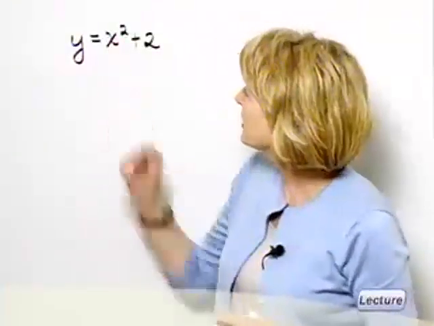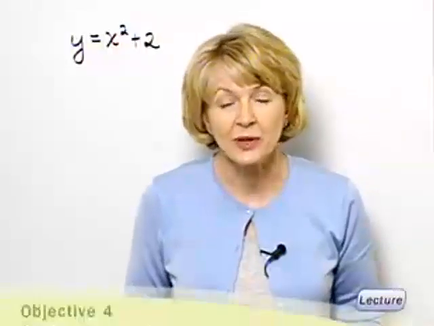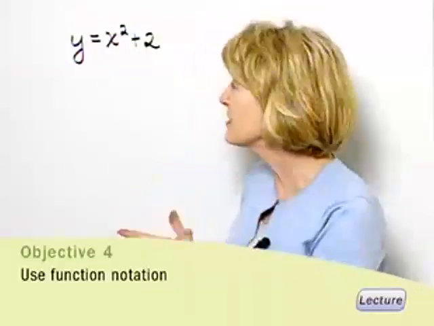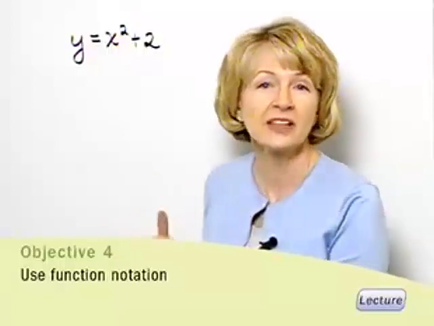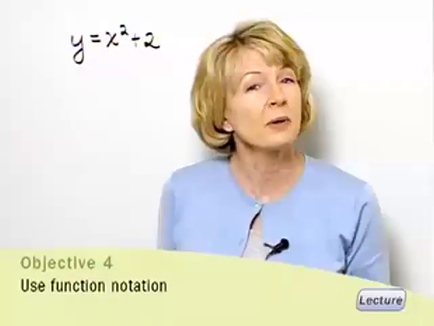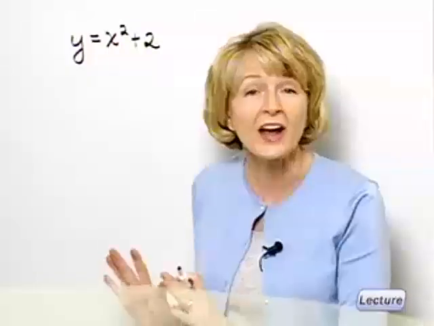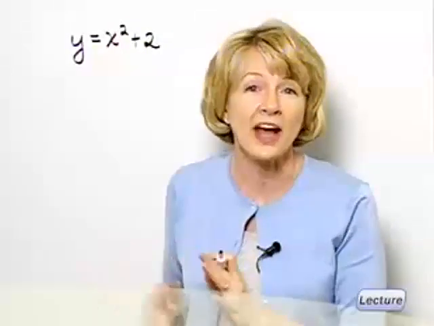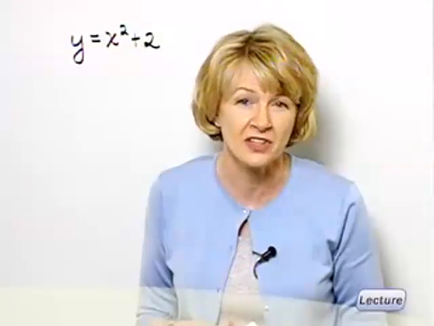Let's suppose we have an equation, y equals x squared plus 2. This is a relation. It defines a relation between x values and y values. Let's suppose I tell you that if you graph this relation, the graph passes the vertical line test, so you do indeed have a function.